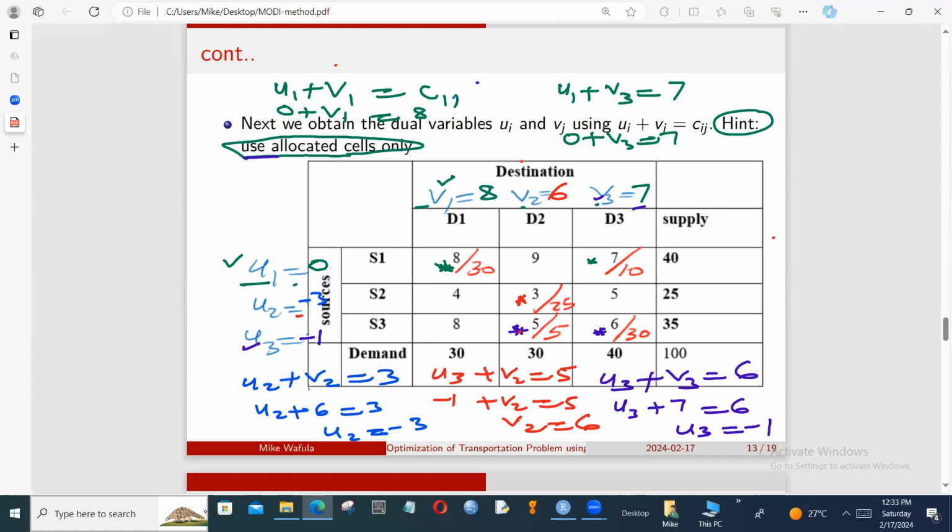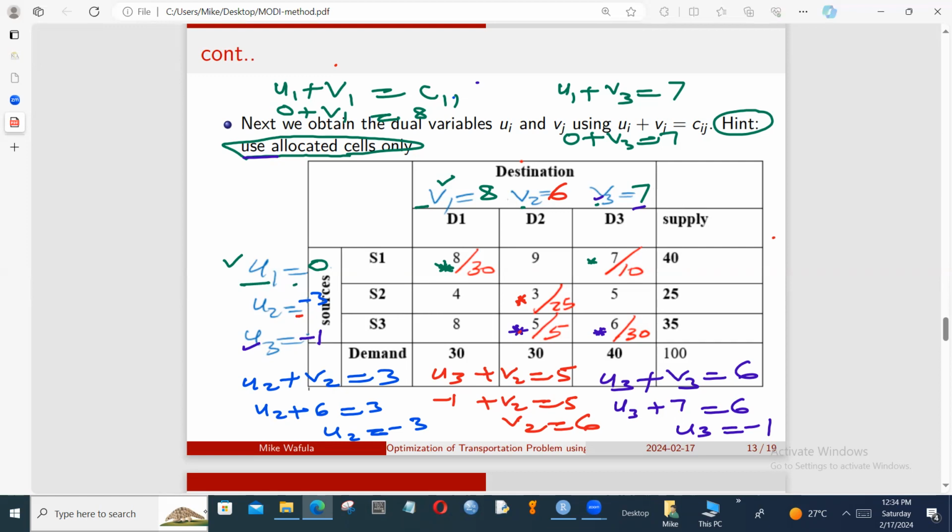So we have calculated our dual variables. That's our second step in optimization using the MODI method. You calculate the dual variables. And for you to do that, you are assigning the dual variables on the columns and the rows, U1, U2, U3, V1, V2, V3. Because there are several sets of simultaneous equations that need to be solved, it's good for you to fix one of the U's, one of the V's.